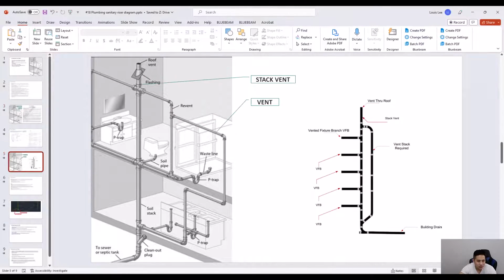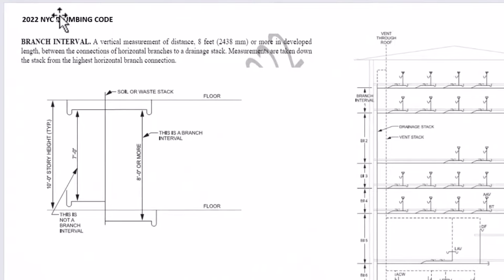And a branch interval is basically defined right here. So a branch interval is a vertical measurement of distance 8 feet or more in developed length between the connection of horizontal branches to a drainage stack. Measurements are taken down the stack from the highest horizontal branch connection. So if this is the highest branch connection, horizontal branch connection, anything with 8 feet or more, such as here, this would be considered a branch interval. And anything less than that would not be considered a branch interval.